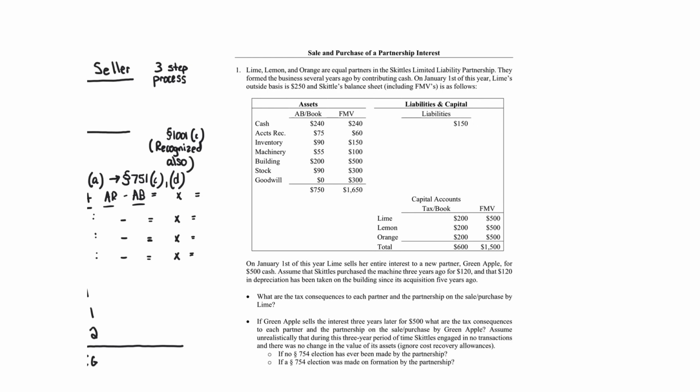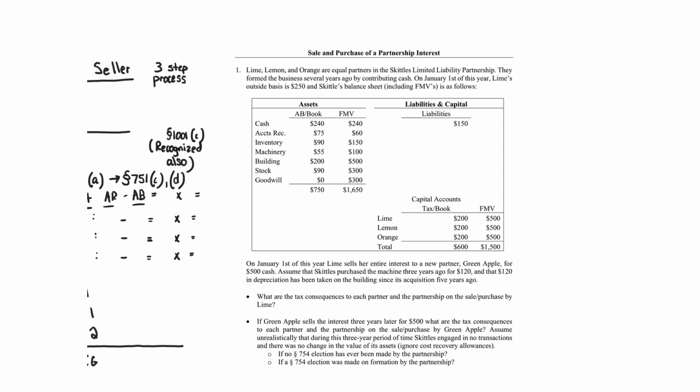On January 1st of this year, Lime sells her entire interest to a new partner, Green Apple, for $500 cash. Assume that Skittles purchased the machine 3 years ago for $120, and that $120 in depreciation has been taken on the building since its acquisition 5 years ago. What are the tax consequences to each partner and the partnership on the sale purchase by Lime and Green Apple?